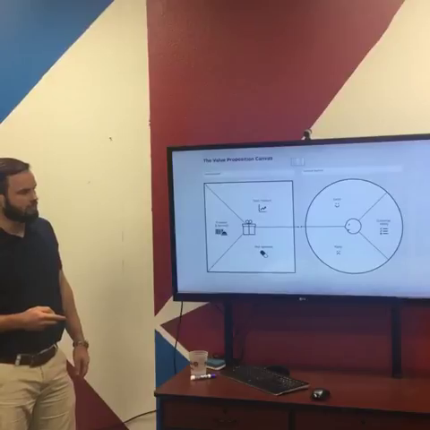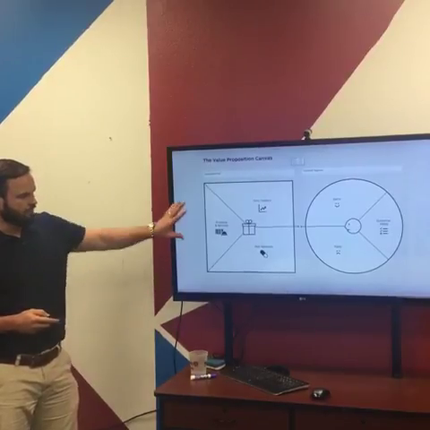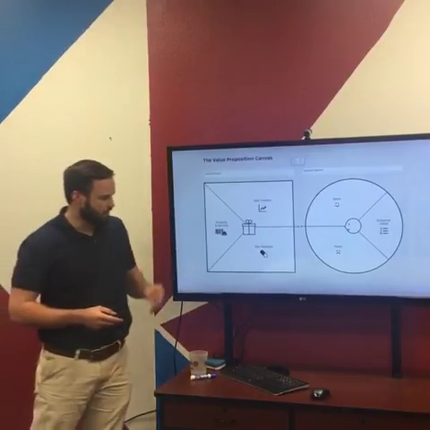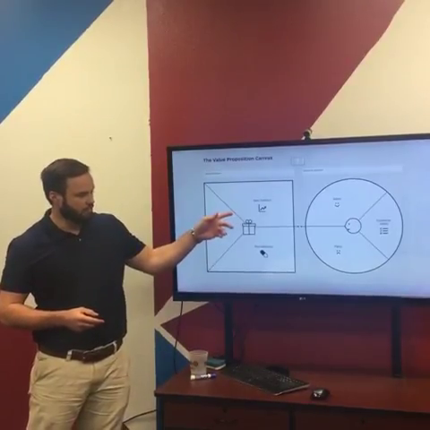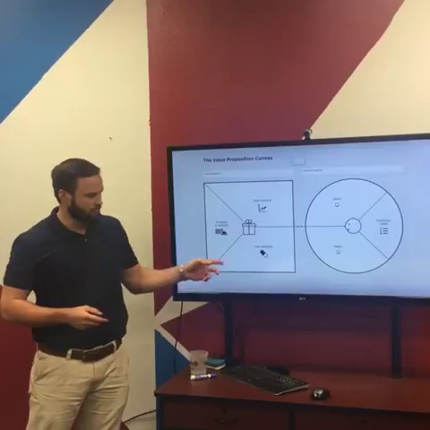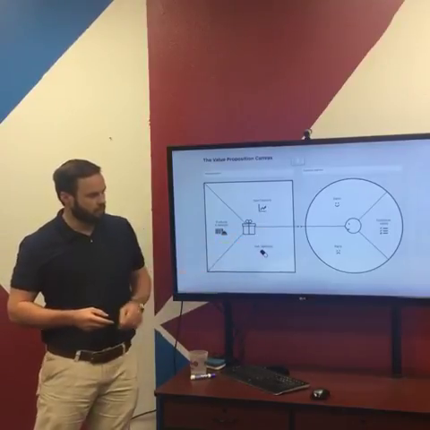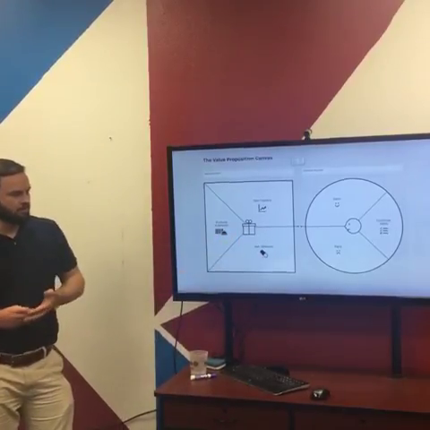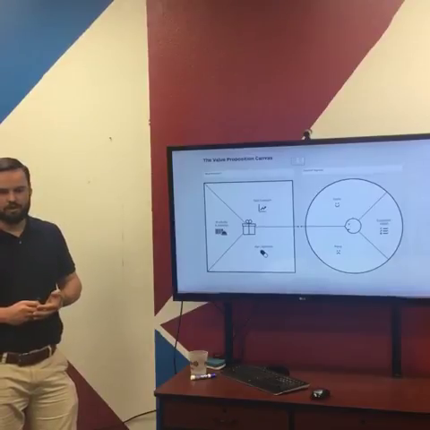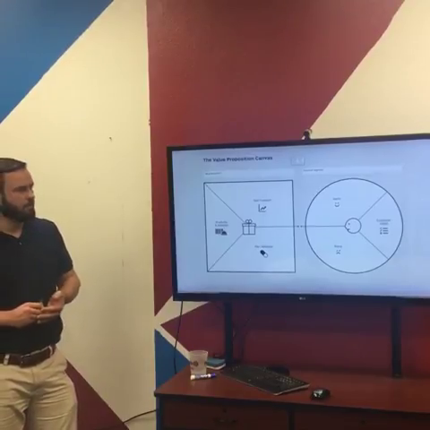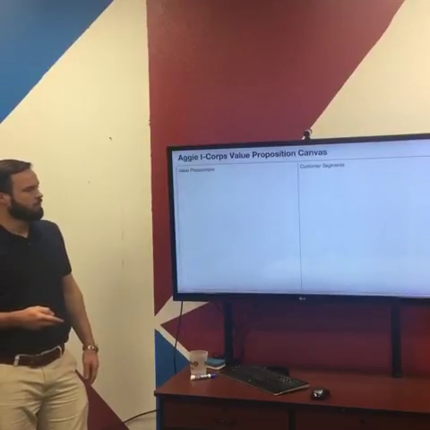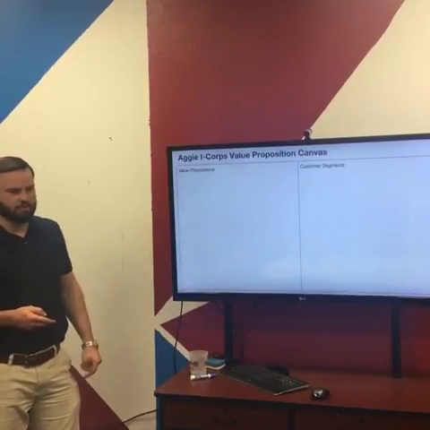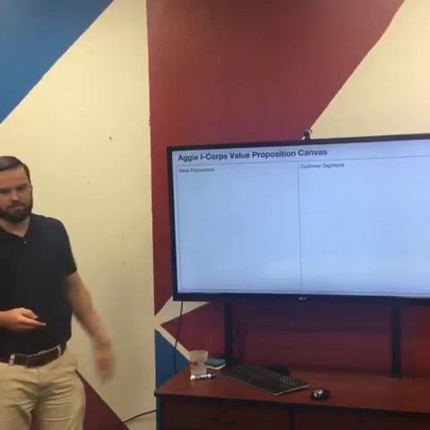The canvas looks like this, the one from the book. You've got value propositions with these three segments: the products and services you want to offer, the gain creators that you're going to provide to the customers, and pain relievers. And then on the customer side, what jobs the customers are hoping to achieve with those products, and then the pains and gains. We'll go into more detail about those. For our programs, we usually simplify the canvas down to just value propositions and customer segments.